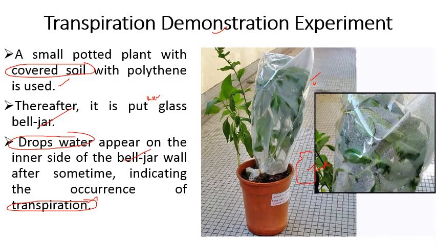And this is a second method by which we can observe this process. We simply cover the plant with a polythene bag and put it in the sunlight, and after some time we can observe small water droplets inside this plastic bag. So this is the experimental demonstration by which we can observe the process of transpiration.